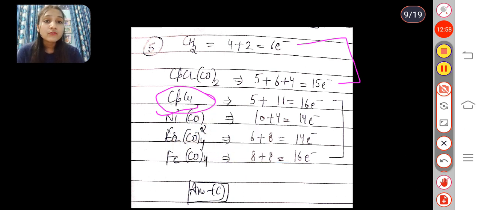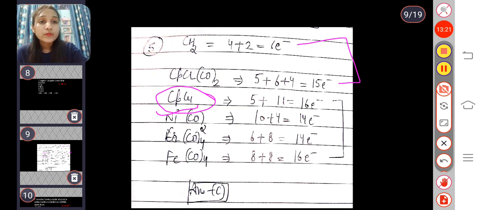Here we have nickel, which has 10 valence electrons. For CO it is 4. So the total is 14 electrons. So it must not be isolobal to CH2. For the next, Cr(CO)4, we have 14 electrons. That is also not isolobal. For the last, Fe(CO)4, it has 16 electrons, so it is isolobal. So we have the second and fifth isolobal to CH2.